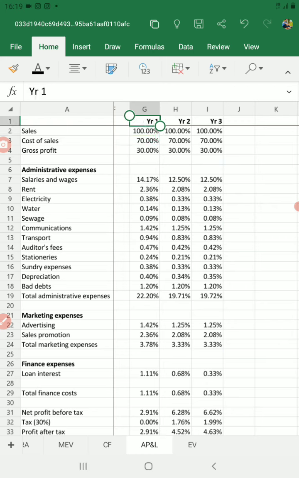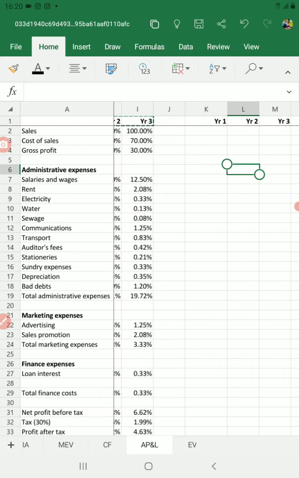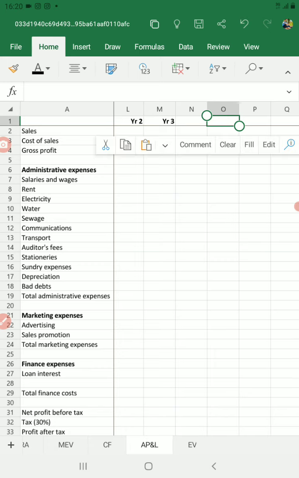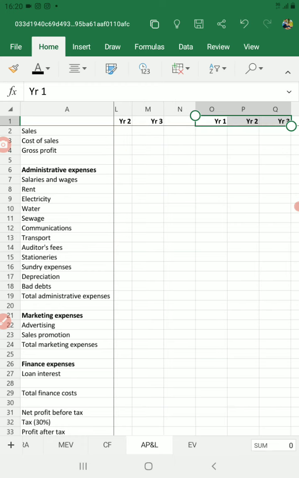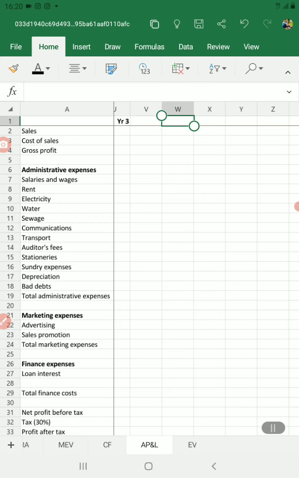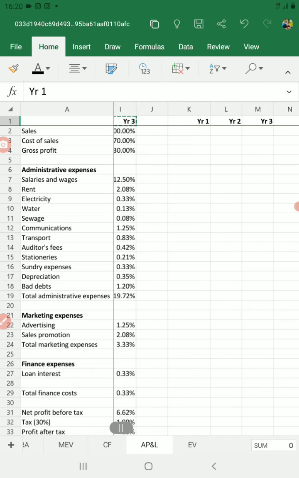So let me copy that one and then paste it here. So there are two ways of doing that. Let me paste it again here. Paste it again. This is the second. Paste it again. This should be third, and paste it again. This should be fourth. So let's start with the first one.